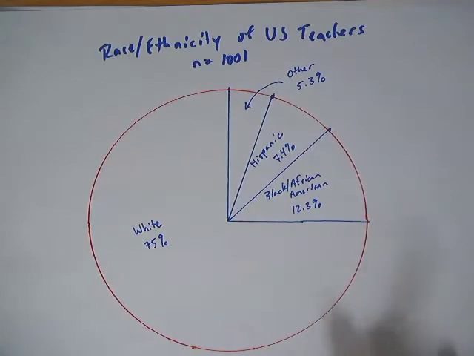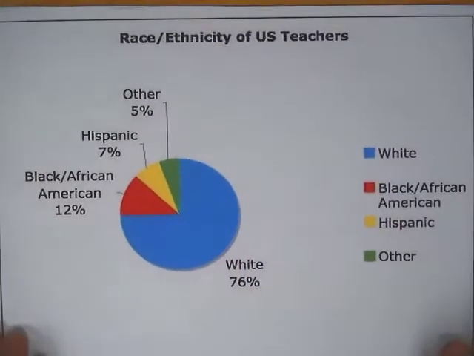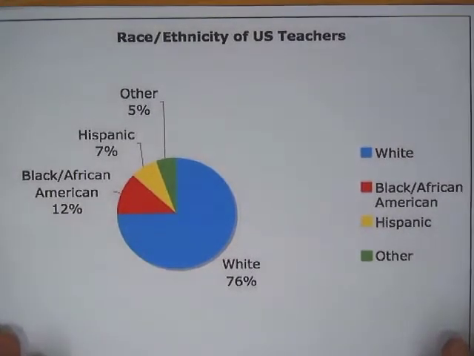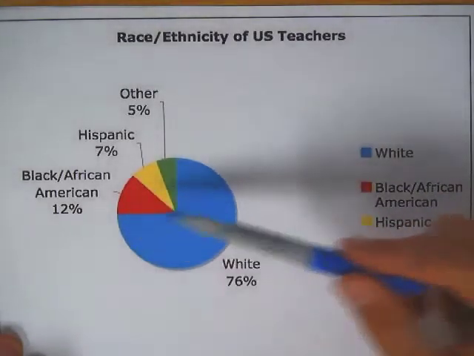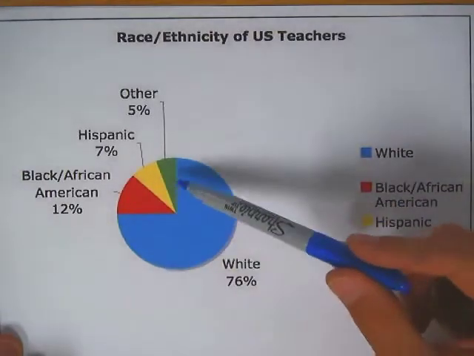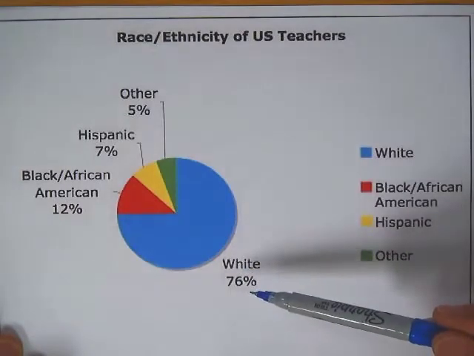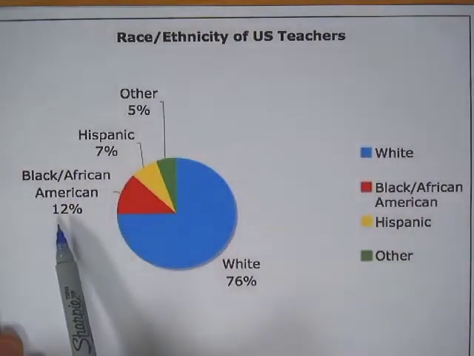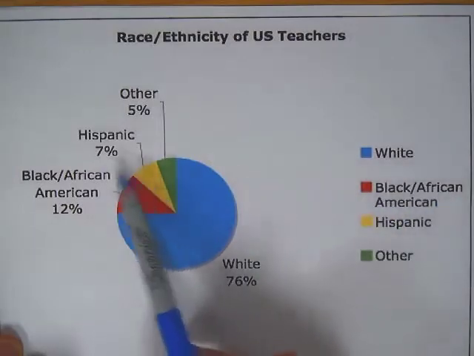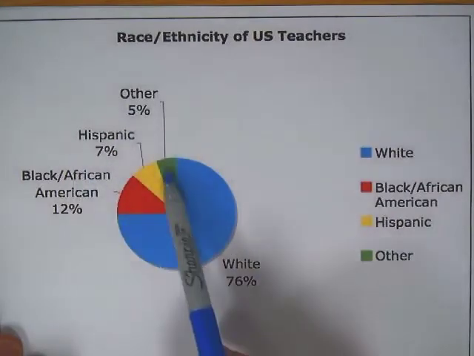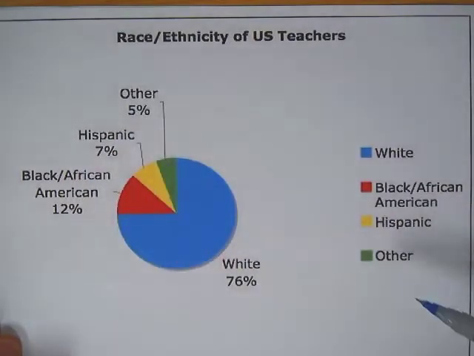Like I said before, Excel can also do pie charts. This is one that I did ahead of time. The rounding might be a little bit different, but it's pretty close. Notice that they use colors here: blue, red, yellow, and green. Blue represented the white population, which is also marked here as white. Black African American, 12%, was red. Hispanic, 7%, was yellow, and other was 5%, which was the green category here.